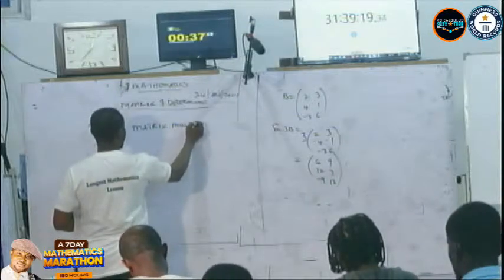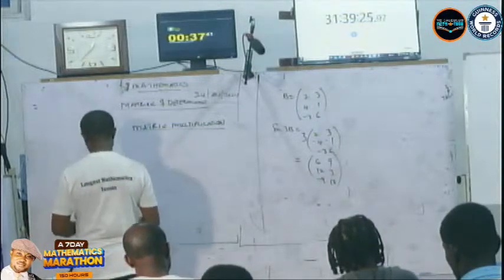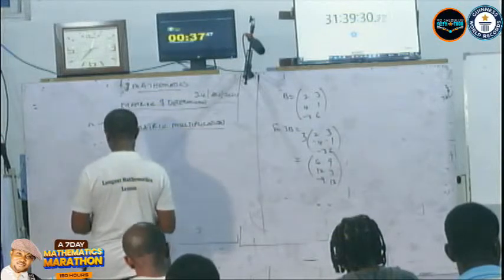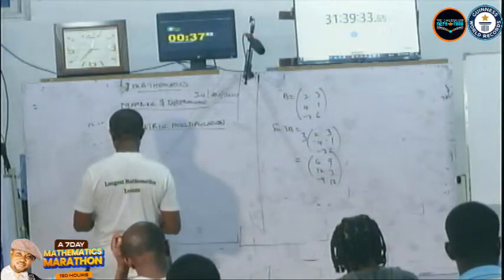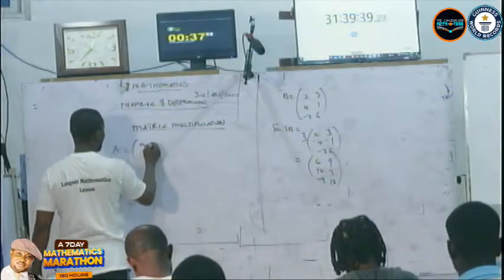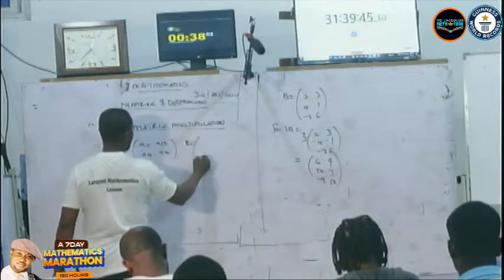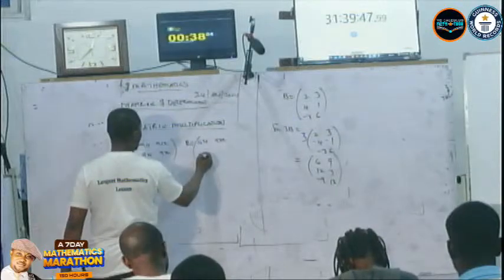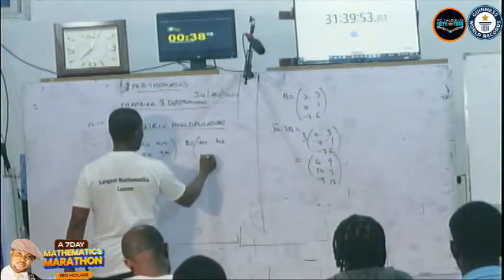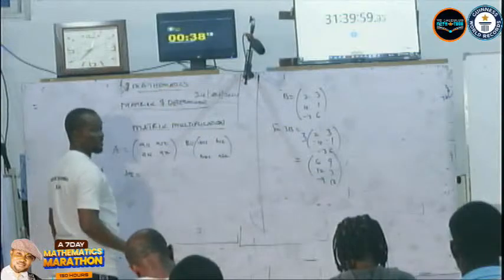Matrix multiplication. If you have matrix A and matrix B, and you have to find matrix AB. Matrix A is A11, A12, A21, A22, and matrix B equals B11, B12, B21, B22, and you're asked to find AB.